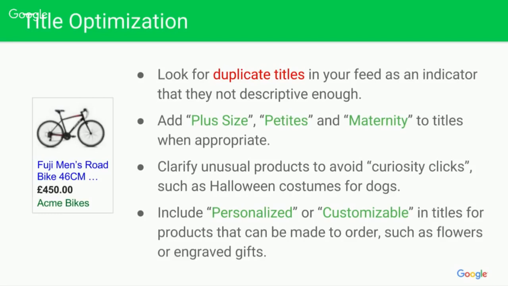And finally, make sure that you use words like personalized or customizable if that applies to your products. Again, the idea is make sure your products are differentiated. If you've got a product that you can have custom engraved, then highlight that, because that's a unique selling proposition for that product. So these are some tips for what to include in titles to attract the right audience to your products and to convert better.